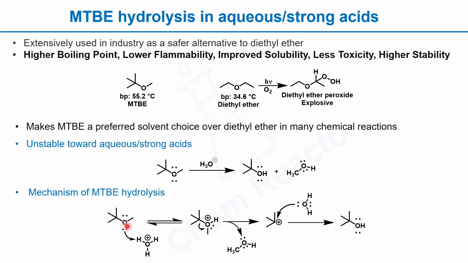Here a lone pair of electrons from MTBE abstracts this acidic proton and forms this oxonium ion. This step 1 is a reversible reaction. This can take back this oxonium to MTBE again. In the next step, this liberates methanol and forms this tertiary carbocation, a stable tertiary carbocation. This stable tertiary carbocation then reacts with a water molecule in the reaction medium and forms tert-Butanol. This is how MTBE gets hydrolyzed to tert-Butanol and methanol under these acidic conditions.